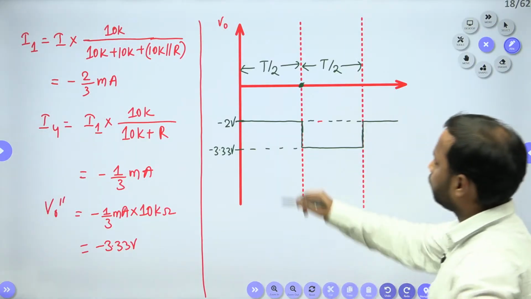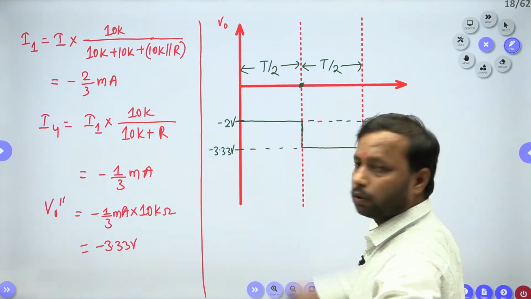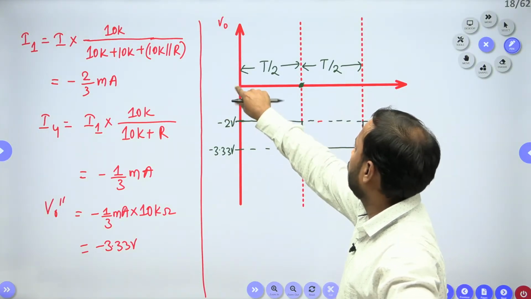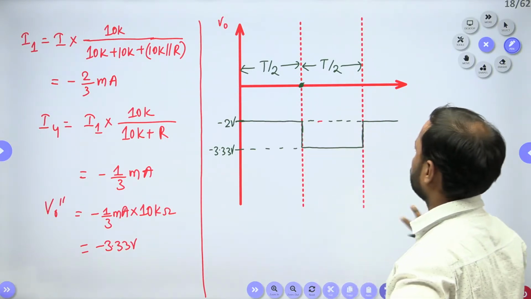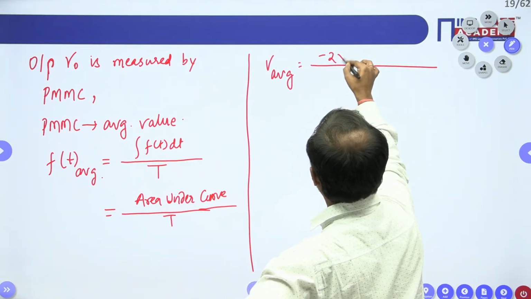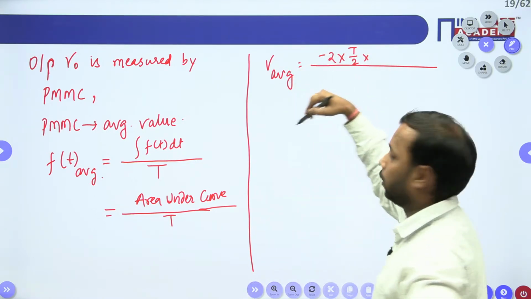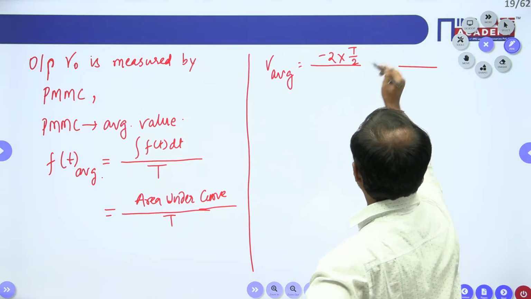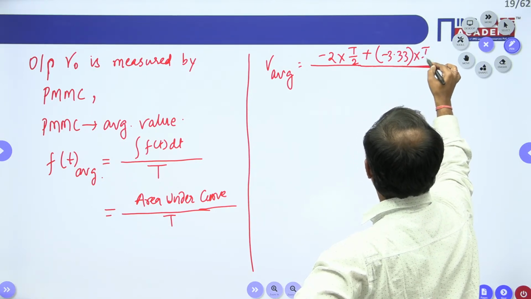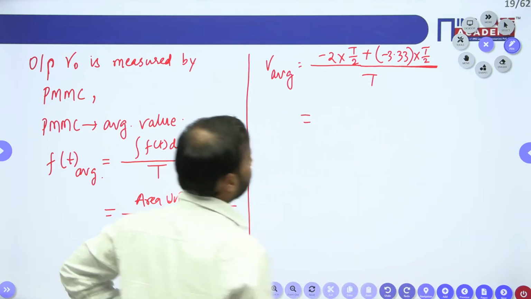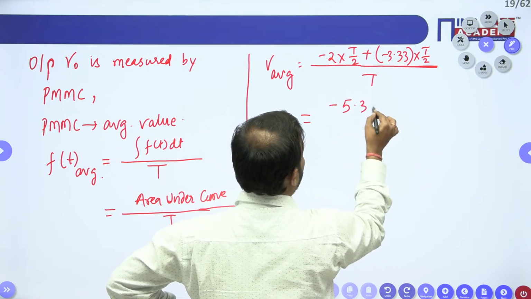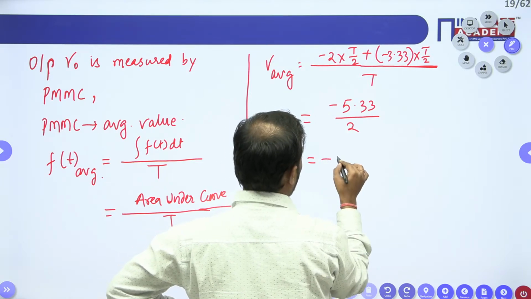So if you look into the figure, minus 2 volt is for T by 2. So from here we are going to get a rectangle which has an area, length into breadth. Am I clear? So V average is equal to minus 2 into T by 2, this is the area of the rectangle. Plus minus 3.33 into T by 2, and the total time period. If you solve this, minus 2 minus 3.33 will be minus 5.33, whole divided by 2. So you will get minus 2.665.